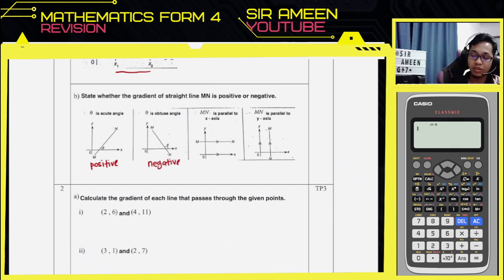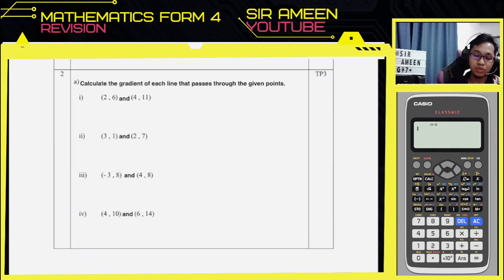If you see a straight line parallel to the x-axis, the gradient would be 0. But if you see a straight line parallel to the y-axis, the gradient would be undefined. Okay, I have already taught you about this, so I hope you remember. Then for question number 2, calculate the gradient of each line that passes through the given points.